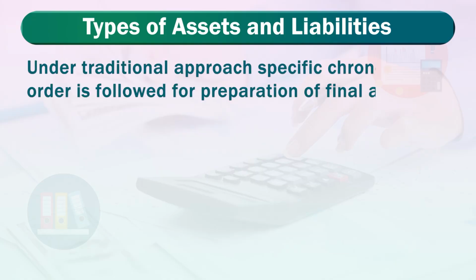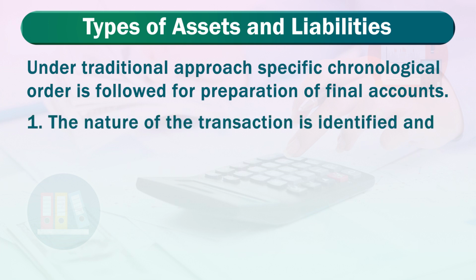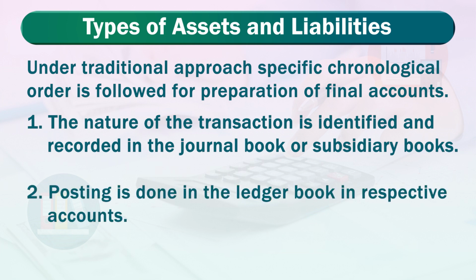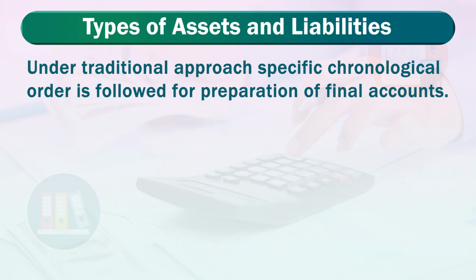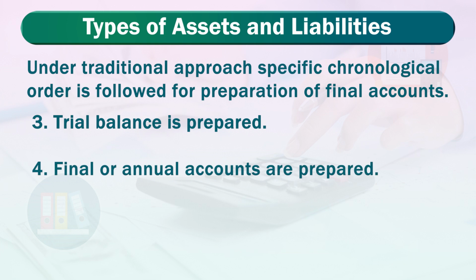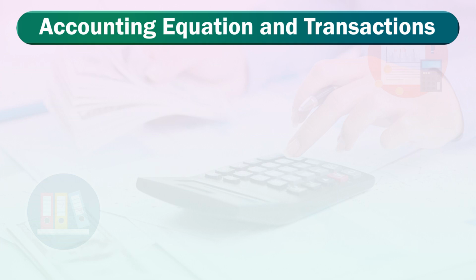And under the traditional approach, a specific chronological order is followed for preparation of final accounts. Under this order, first the nature of the transaction is identified and recorded in the journal book or subsidiary books. Then in the second stage, posting is done in the ledger book in respective accounts. In the third stage, the trial balance is prepared, and then in the fourth and final stage, final or annual accounts are prepared.